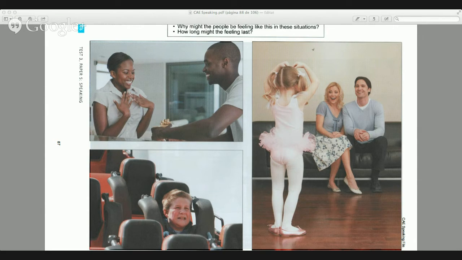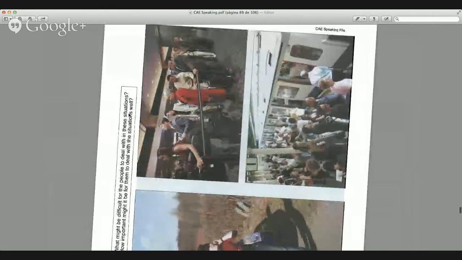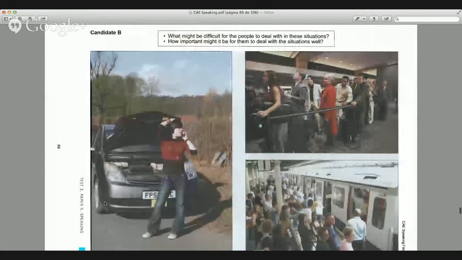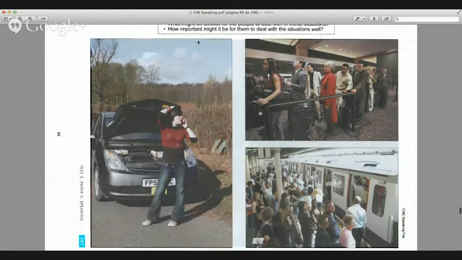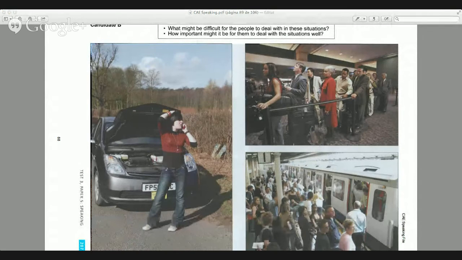Overall, good start. Aline, we'll give you another set of pictures. What might be difficult for the people to deal with in these situations, and how important might it be for them to deal with the situations well? So I'll give you a minute, and your time starts now.